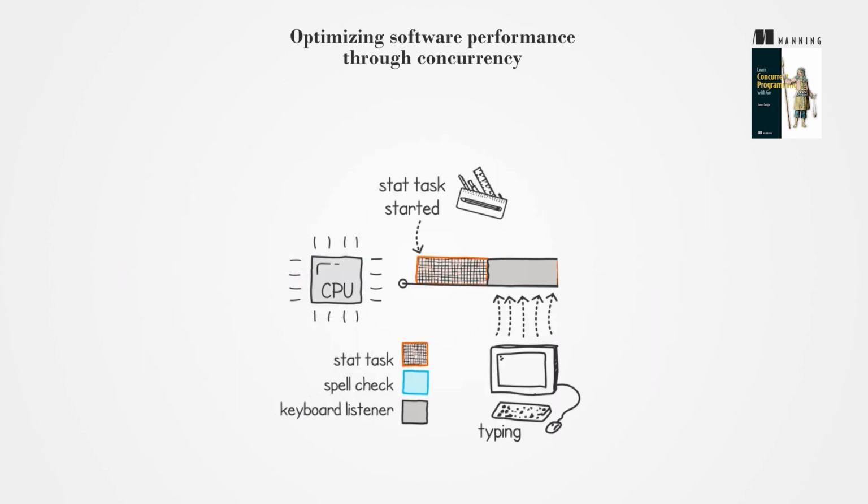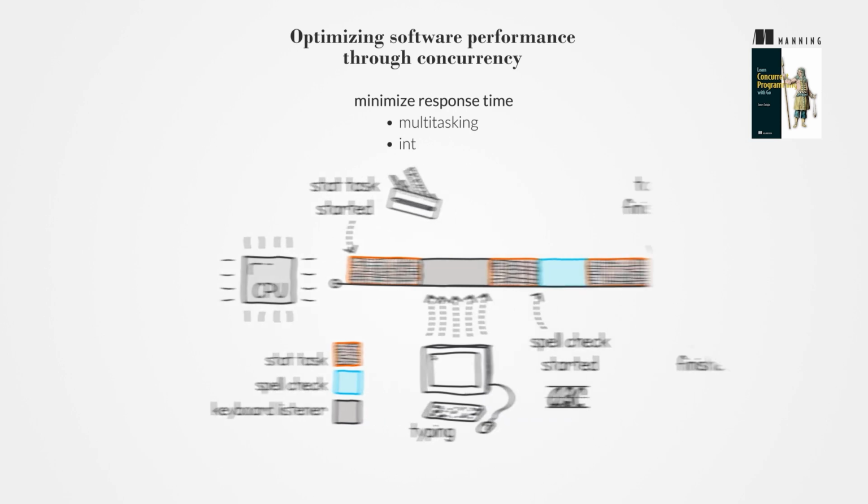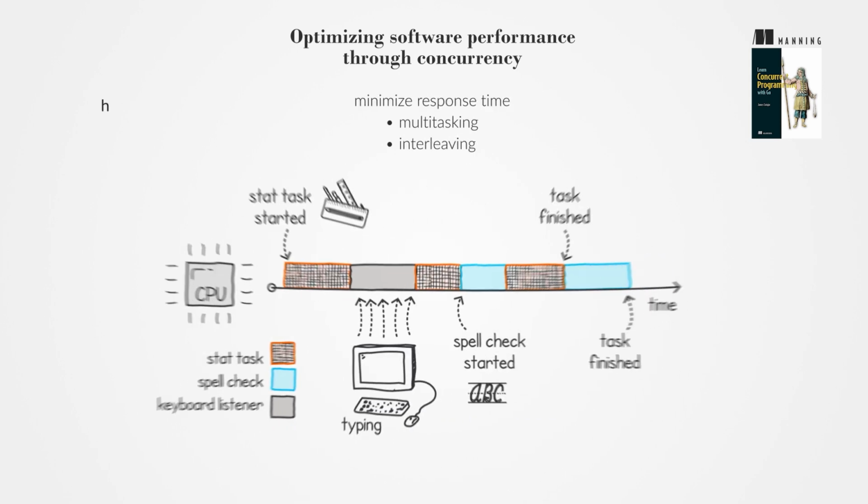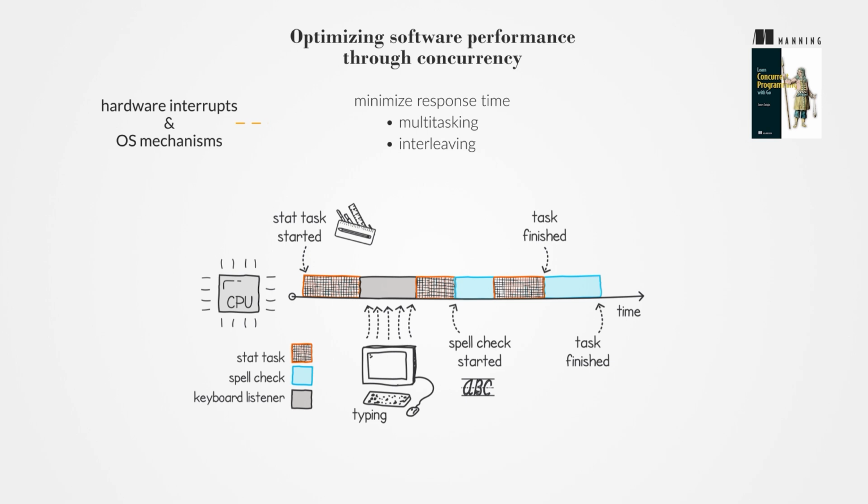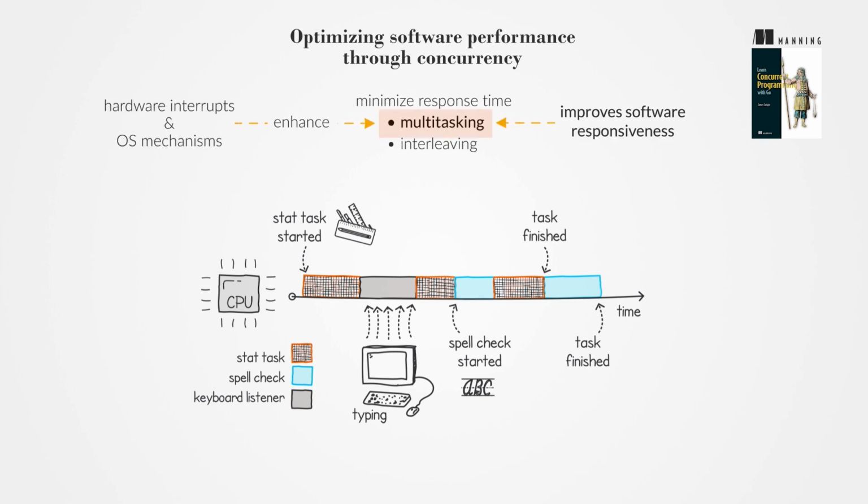If multiprocessors are not present, we can still minimize response time using multitasking and interleaving. Hardware interrupts and operating system mechanisms facilitate seamless multitasking, improving software responsiveness.